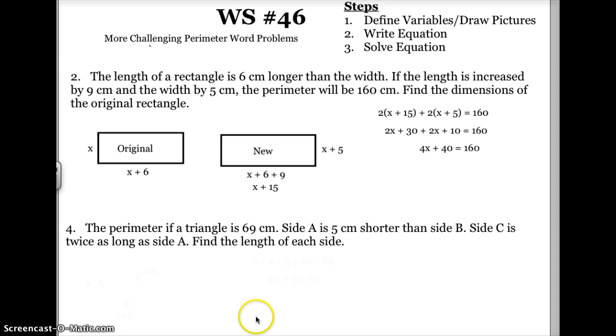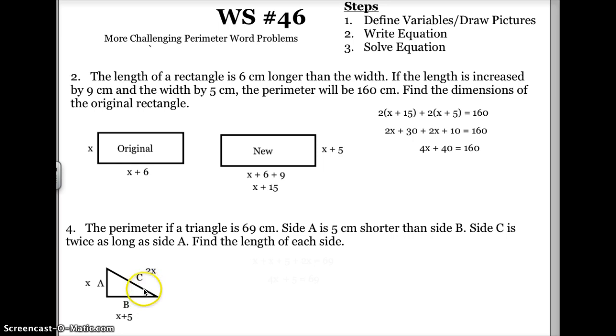Okay, the perimeter of a triangle is 69 centimeters. Side A is 5 shorter than side B. Side C is twice as long as A. Find the length of each side. So I'm going to come over here and I'm going to define my rectangle. Now, or triangle, excuse me.